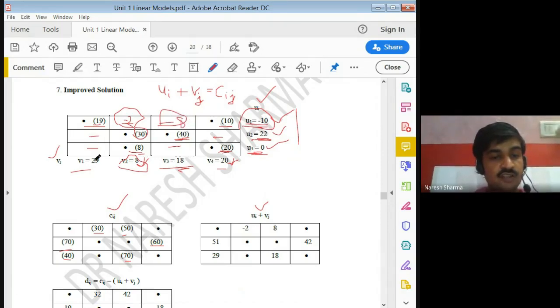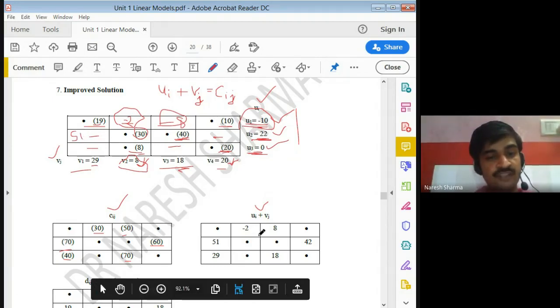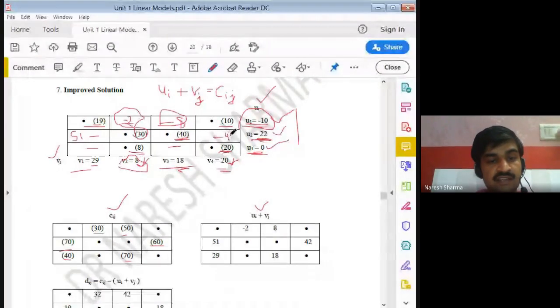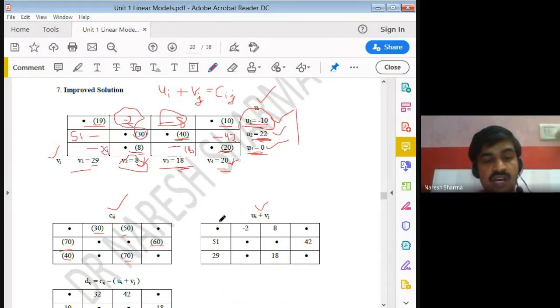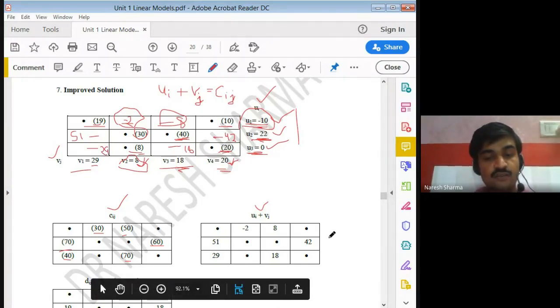Now here it is 29 plus 22, which is 51. You just write it down in the blank location, but in the new table only, please. So 20 plus 22 is your 42. 18 plus 0 is your 18. Now 29 plus 0 is your 29. After writing this, you can see your table looks like this. So this should be done in a new table.